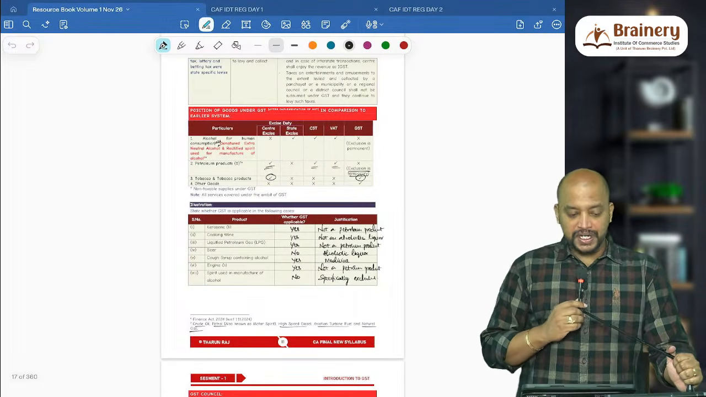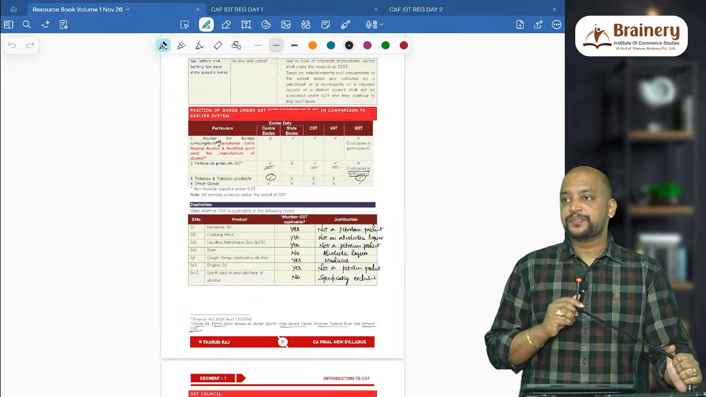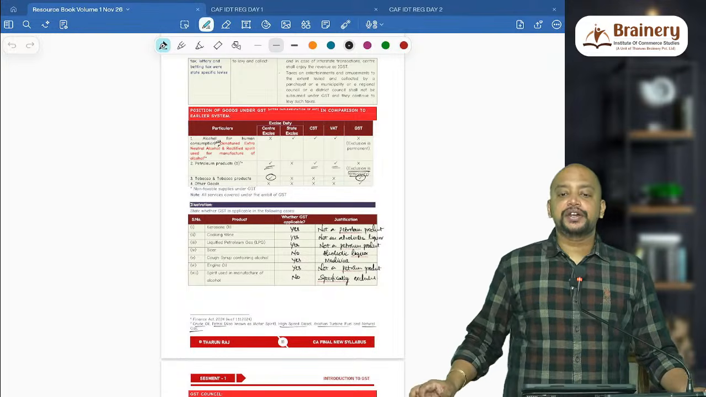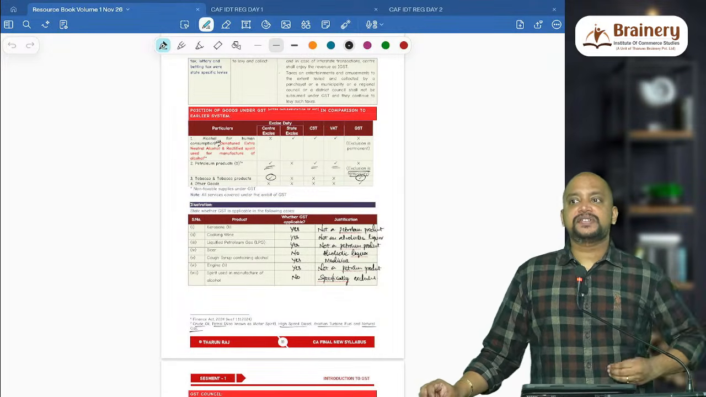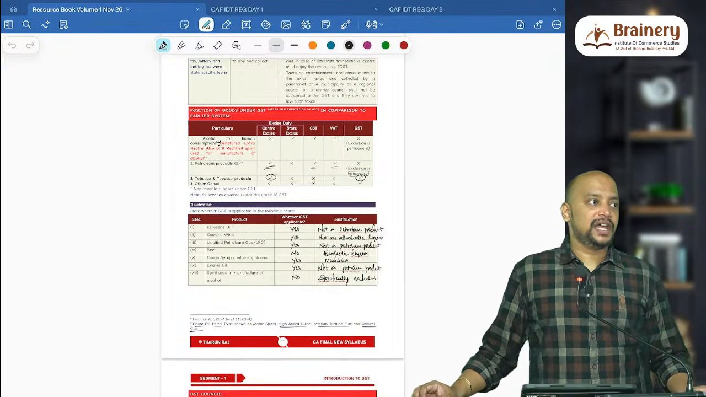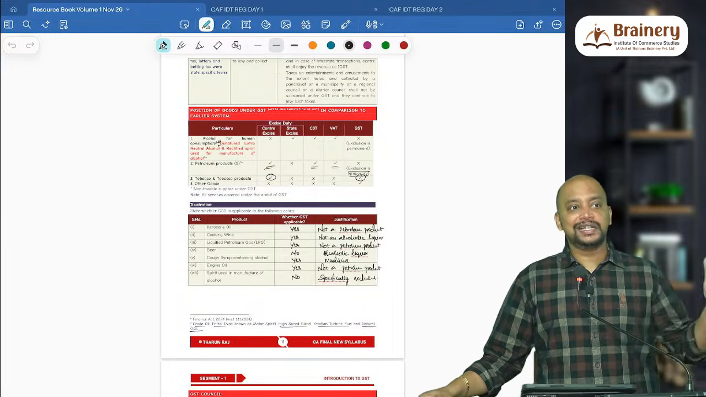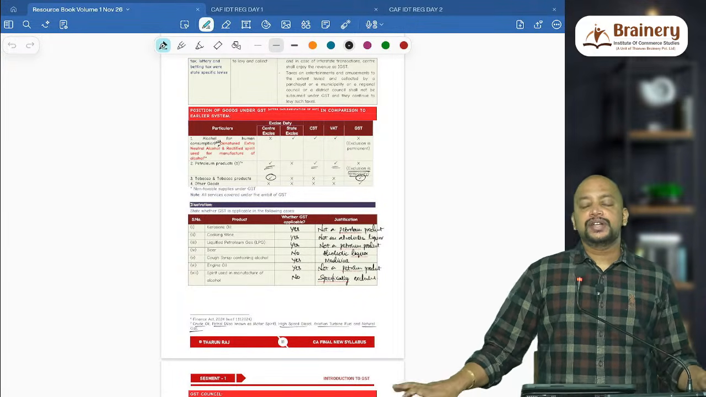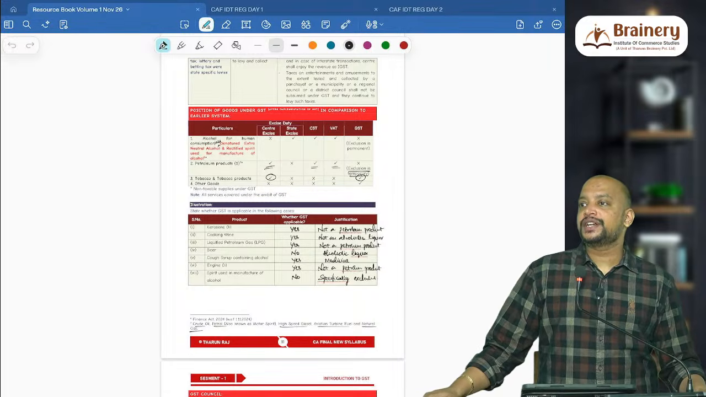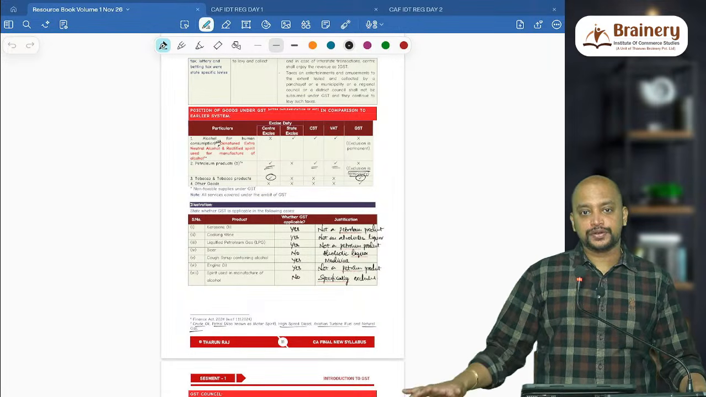So, in continuation with last class, we have discussed the introduction to GST, the types of GST that we have, and the position of goods in GST compared to the earlier indirect tax system. In that, I told you two types of goods are not covered under the ambit of GST. What are the two types of goods?